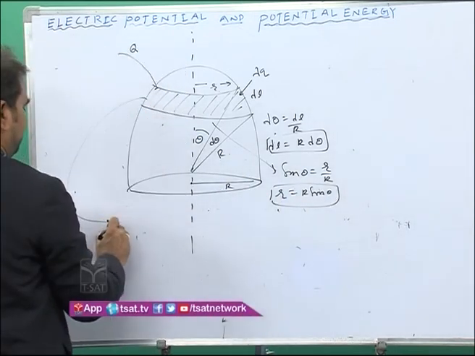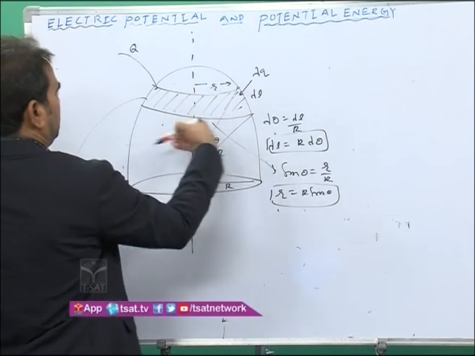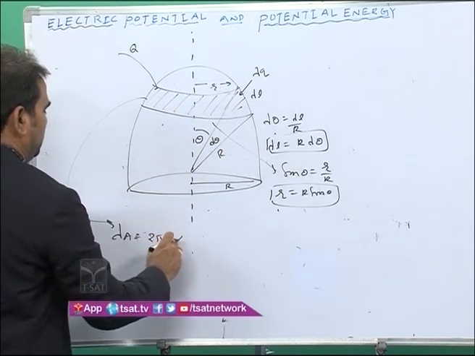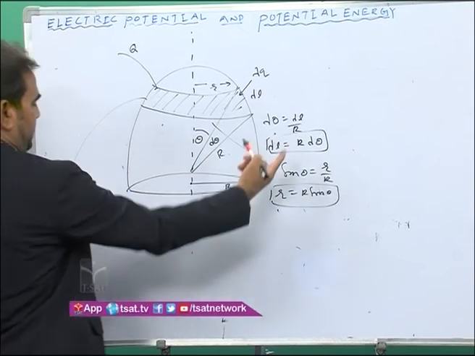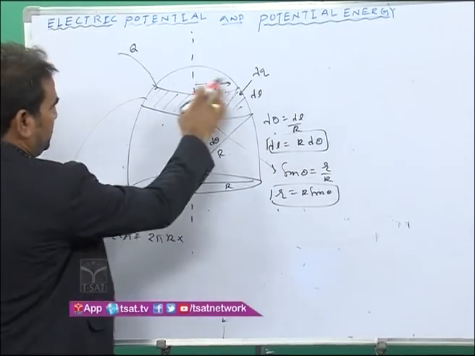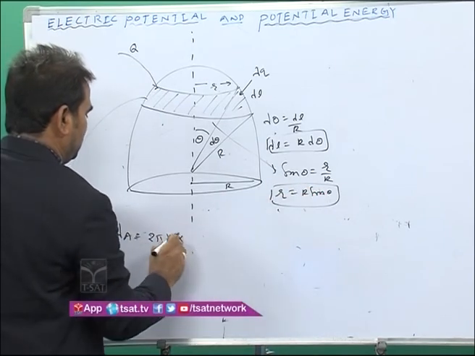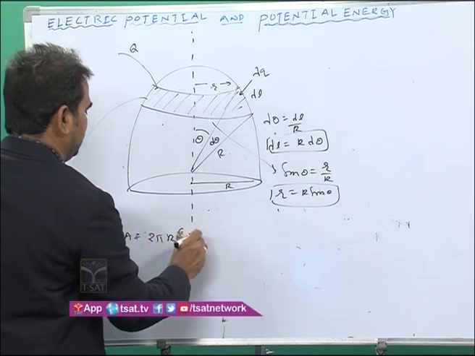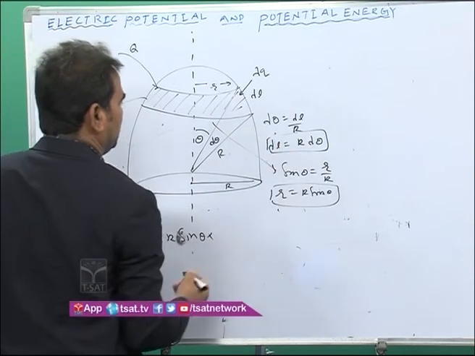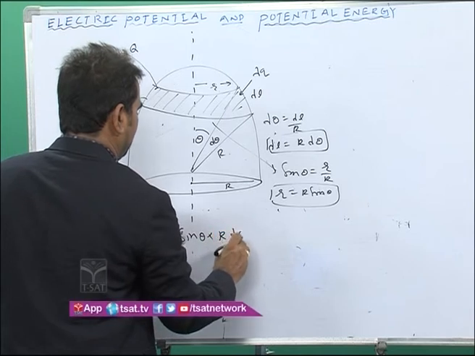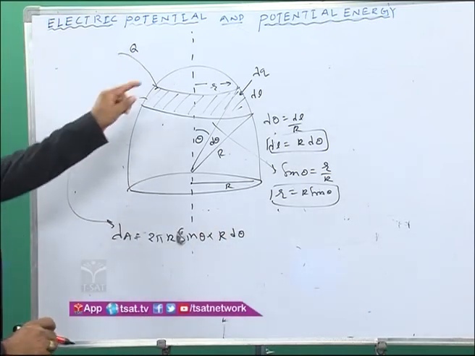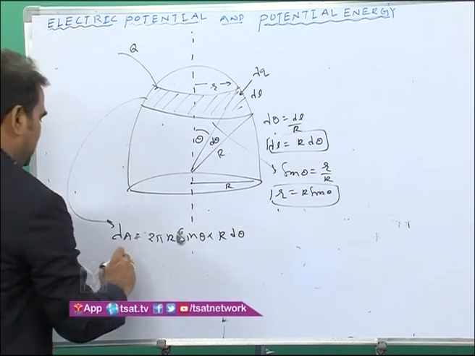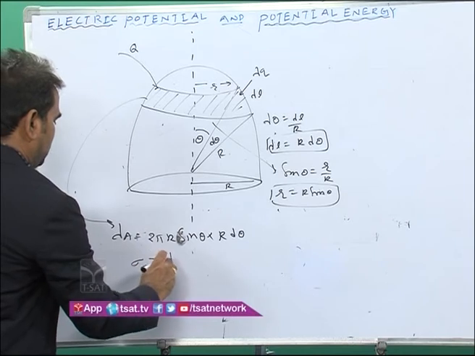So this area is given by dA equal to the circumference 2 pi r, where small r is R sin theta, so 2 pi R sin theta, into this length, which is R d theta. This is nothing but the area. Therefore, the charge on the elemental strip is given by sigma equal to dq upon dA.